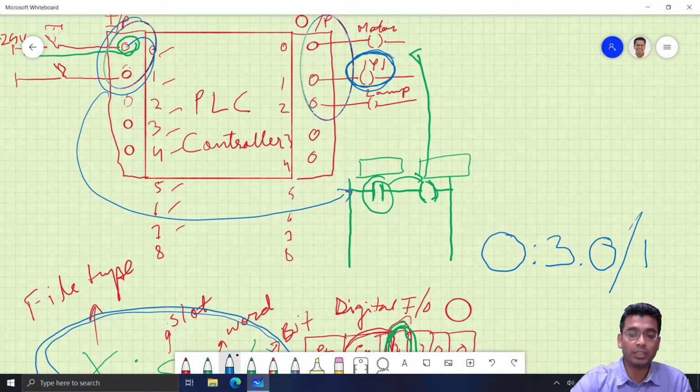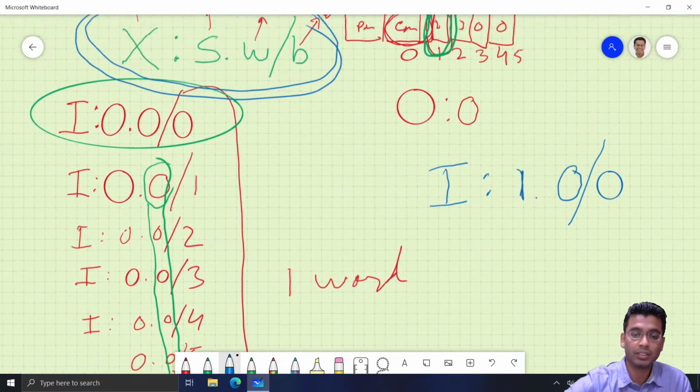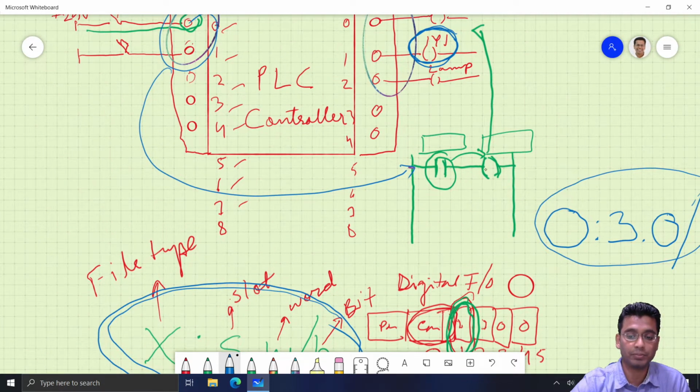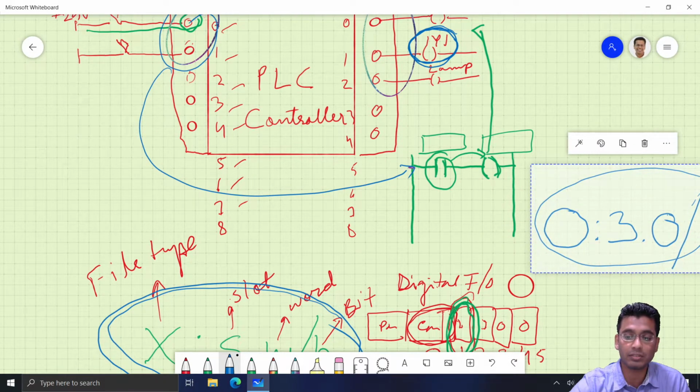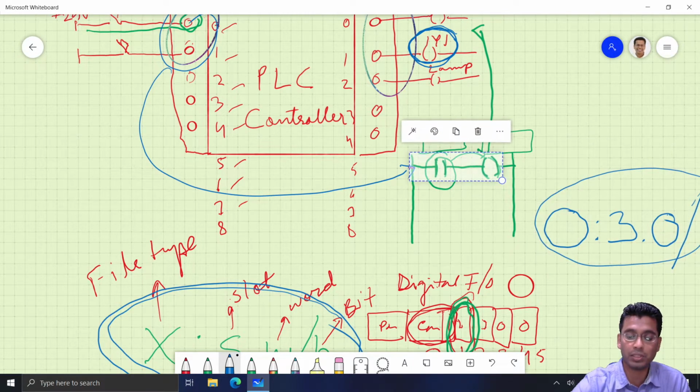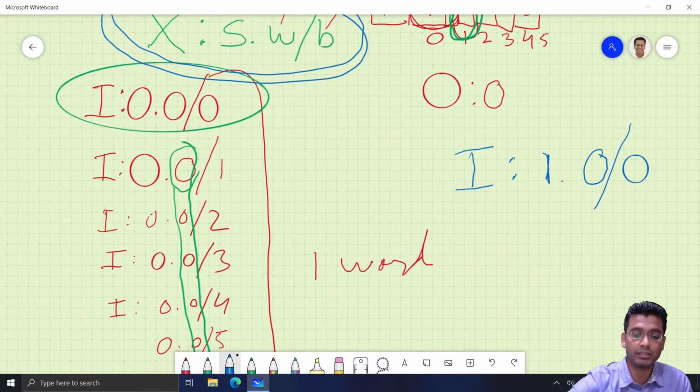Now this is the addressing. This particular addressing is what is to be written in your PLC diagram here. Fine. So this is a PLC diagram. On top of this OTE, what are you going to write? Just let me draw this PLC diagram again.